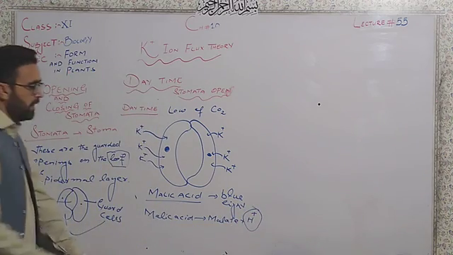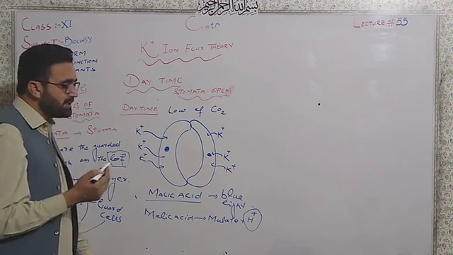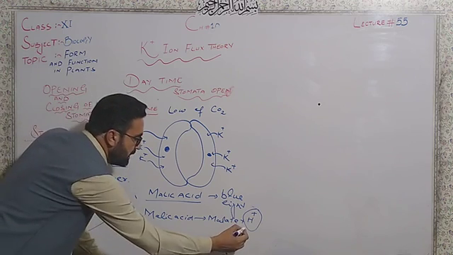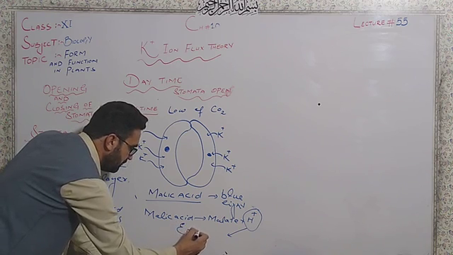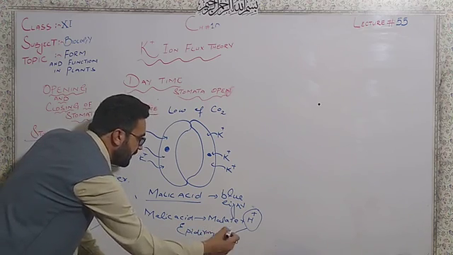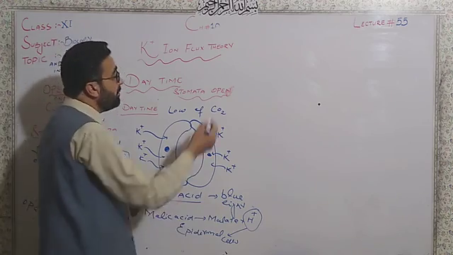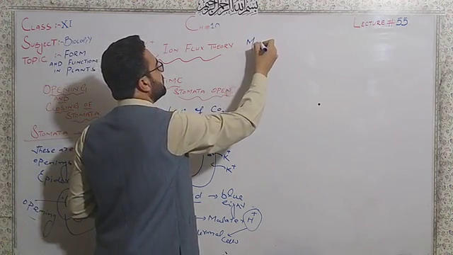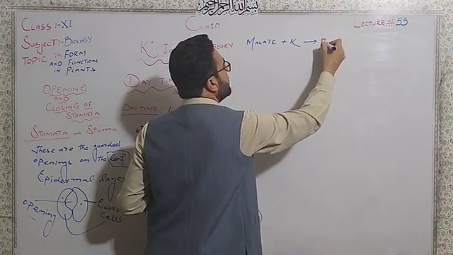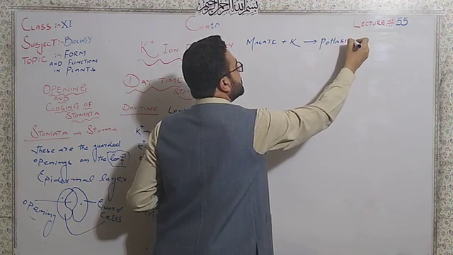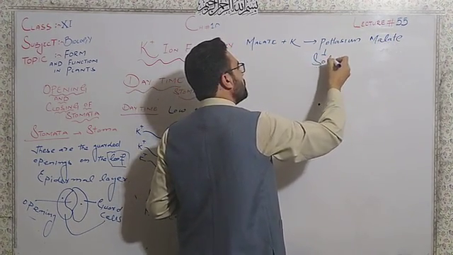hydrogen ion. And you know very well that due to accumulation of hydrogen ion, the acidity increased. So to compensate this acidity and to keep the pH normal, these hydrogen ions are transported to the surrounding epidermal cells. So that way the normal pH has been maintained. And malate plus potassium usually converts into potassium malate, and potassium malate is very soluble in water, highly soluble in water.